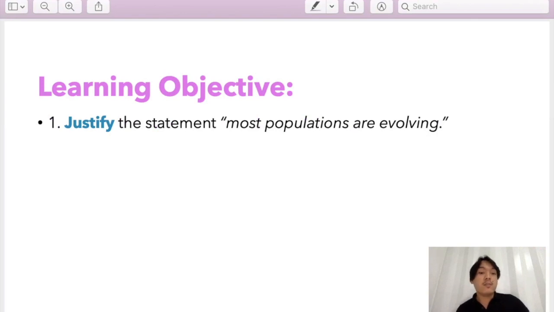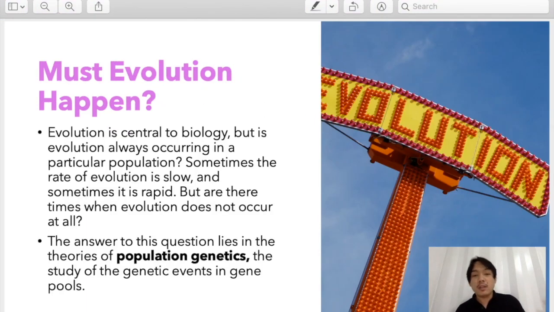So we have to justify the statement that most populations are evolving. Since evolution is central to biology, is evolution always occurring in a particular population? In a population of tarsiers, for example, will the eye size be reducing, or will it continue to enlarge, or will there be some modification of its body? We don't know. Sometimes the rate of evolution is slow, sometimes rapid. But are there times when evolution doesn't occur at all? We really don't know. That's why we're studying this.